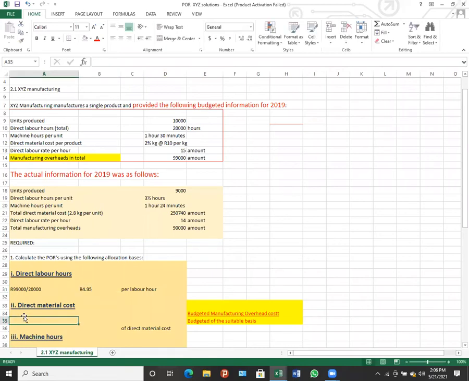Here we have been required to calculate the POR of direct material cost. Let's see. Here, direct material cost per product is equal to 3 over 4 kg, which is equal to 2,75. How did I get 2,75 kg, guys?